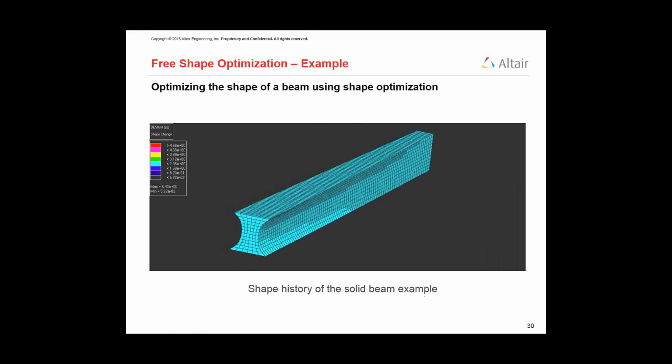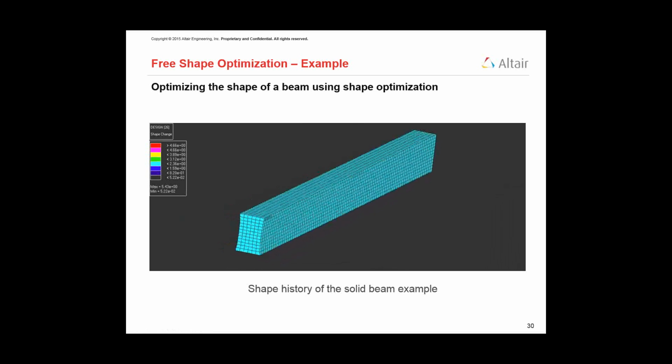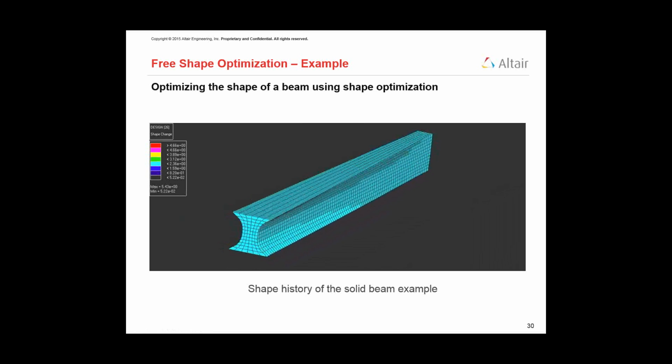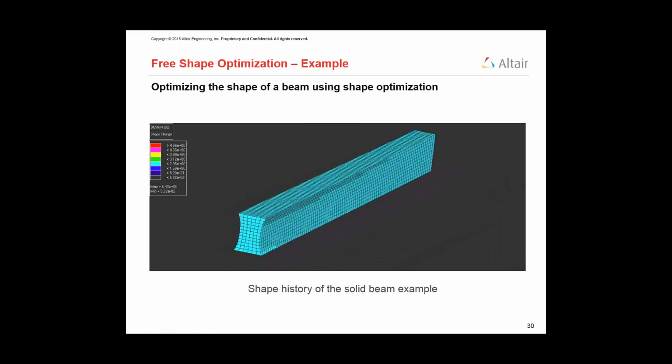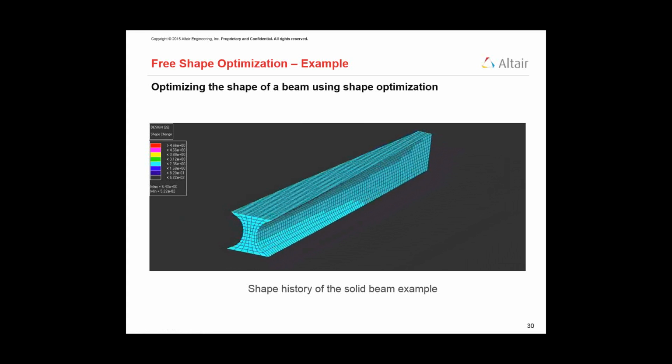And something that would be near impossible to do with true shape optimization because we don't know in advance what our shape would look like to create the morphs to allow this to happen.